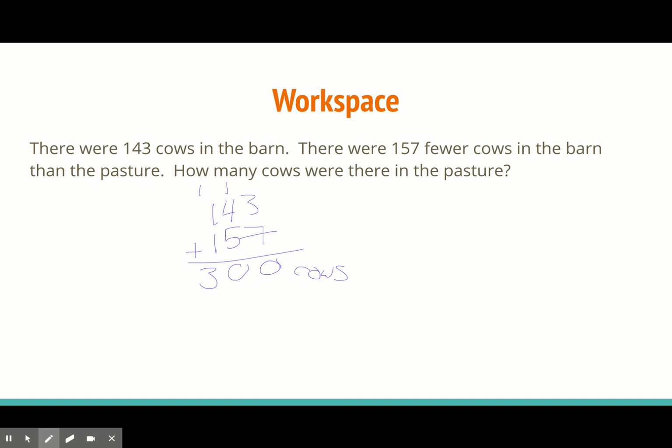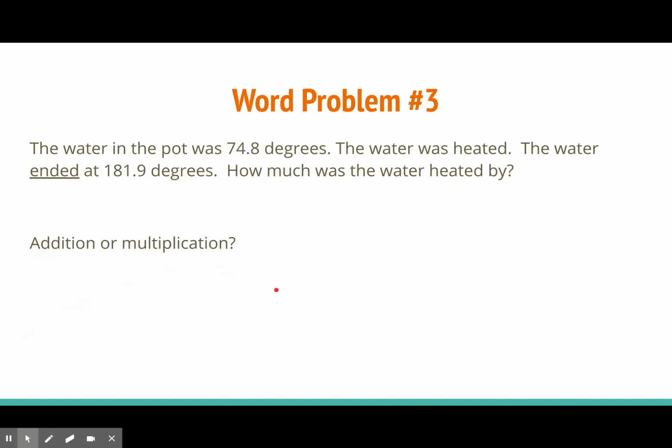Make sure you're taking your time figuring it out. Next 2 are going to be a little less me telling you the answers and a little bit more you figuring it out. Here we go. The water in the pot was 74.8 degrees. The water was heated. The water ended at 181.9 degrees. How much was the water heated by?